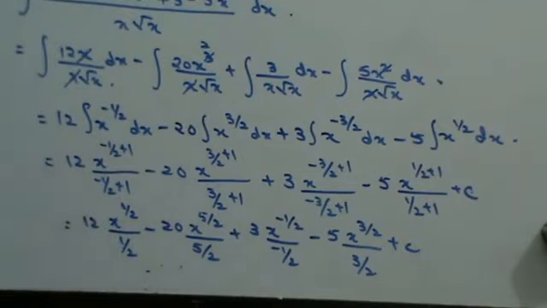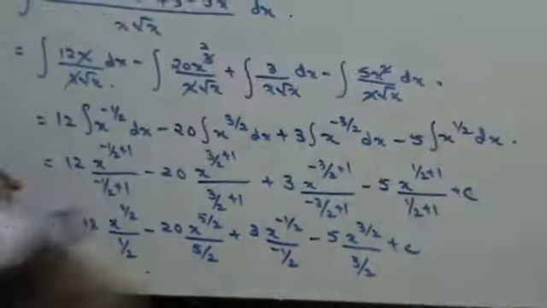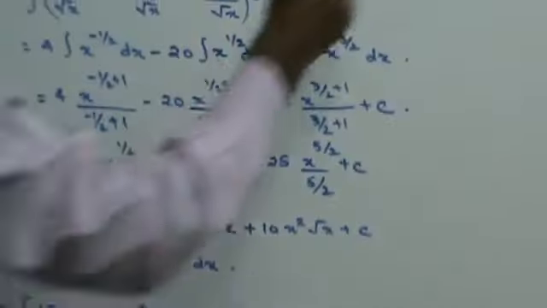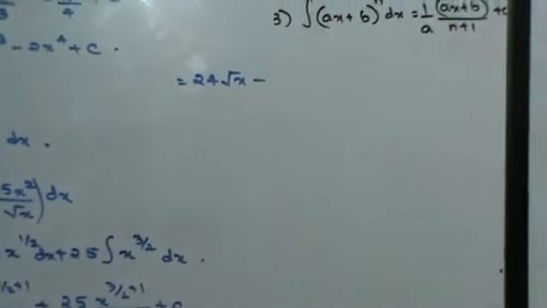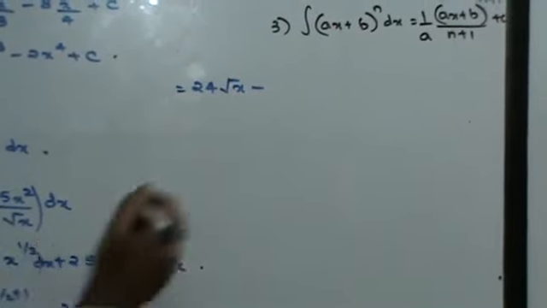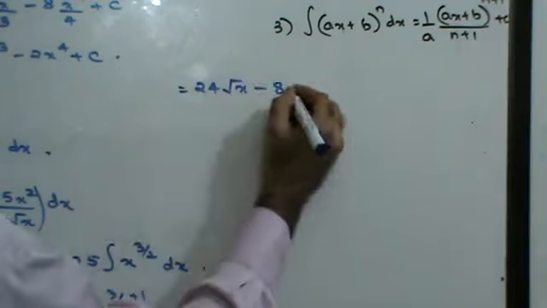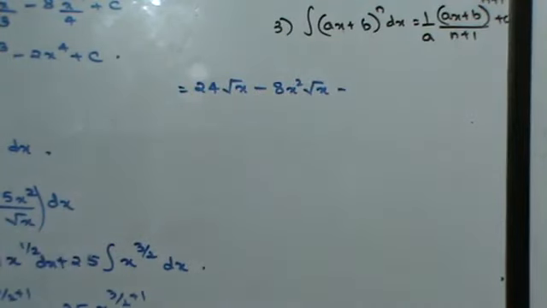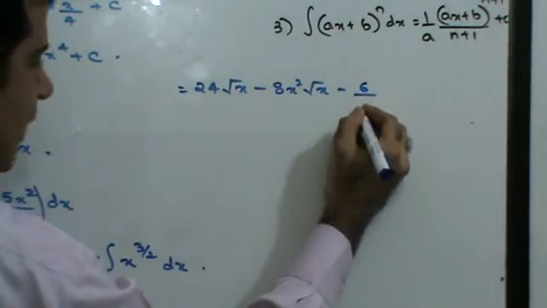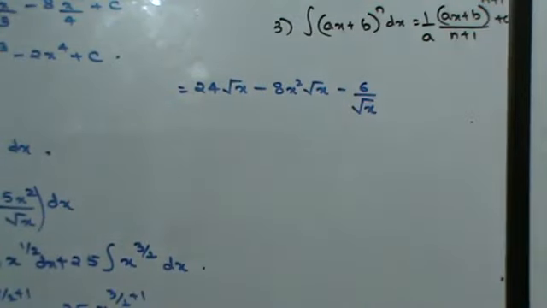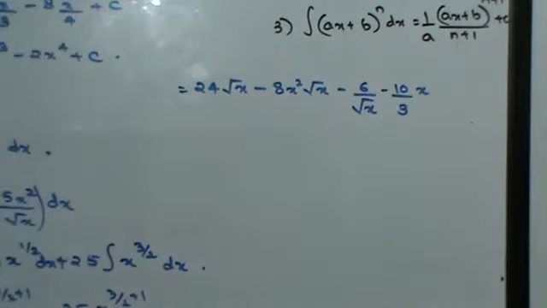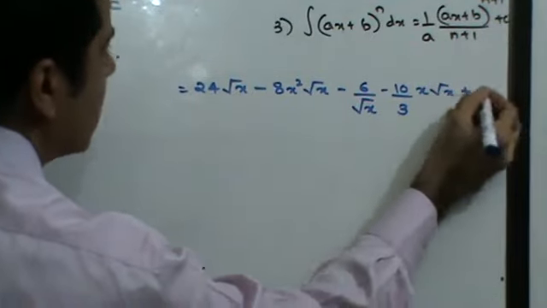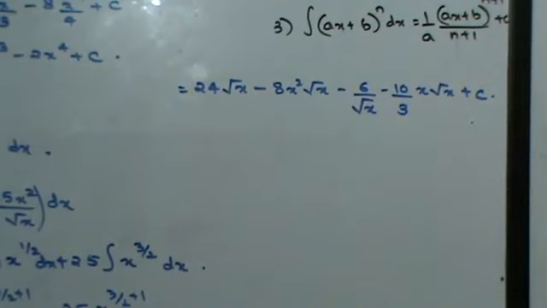Let's complete this sum up there. So this will be 12 2s are 24, x raised to 1 by 2 is nothing but root x, minus 2 2s are 40, 40 divided by 5 is 8, x raised to 5 by 2 is x square root x, plus into minus is minus, 3 2s are 6, x raised to minus 1 by 2 is upon root x, minus 5 2s are 10 upon 3, x raised to 3 by 2 is x root x plus c. So that will be your answer, right? Let's move on to the next one, people.